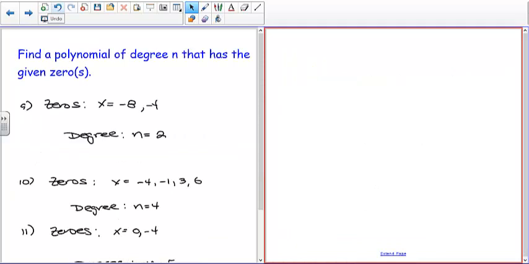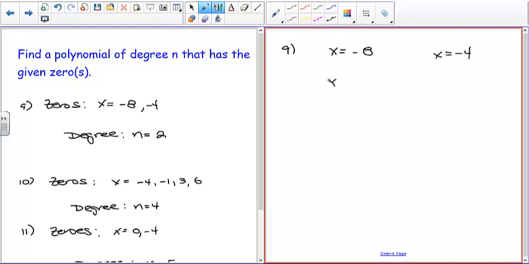So number 9, x equals -8, x equals -4. Add 8 to both sides. There's one factor. Add 4 to both sides. That's your other factor.